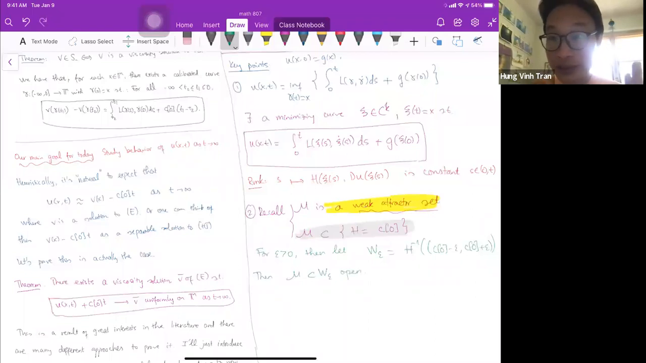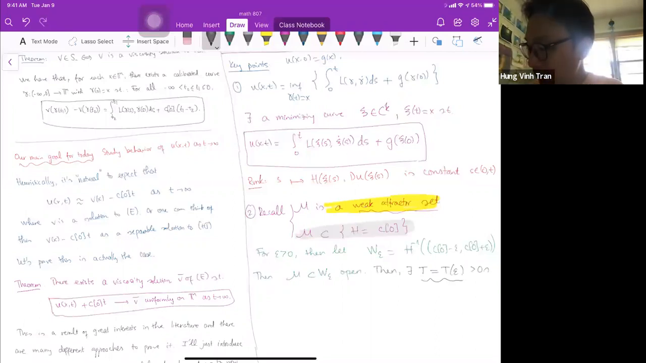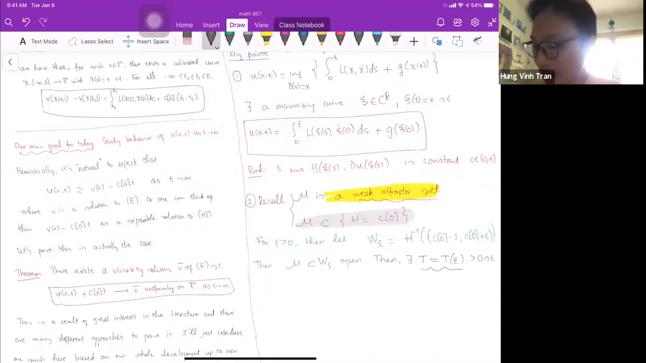So by the weak attractor set, what it meant is that there exists a time t depending on this choice of epsilon. And this is what I said earlier: this is not quantitative, this is just a qualitative result. How big t is is not known, such that for t greater than or equal to this big t, the minimizing curve is going to be getting inside this attractor set at some point.